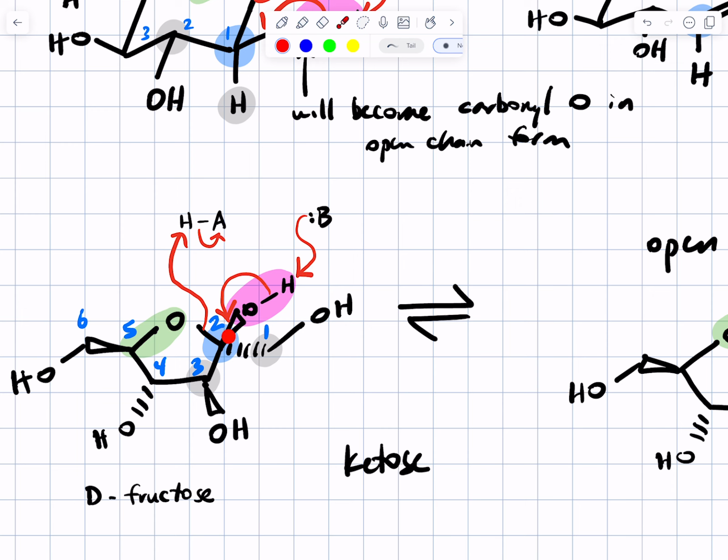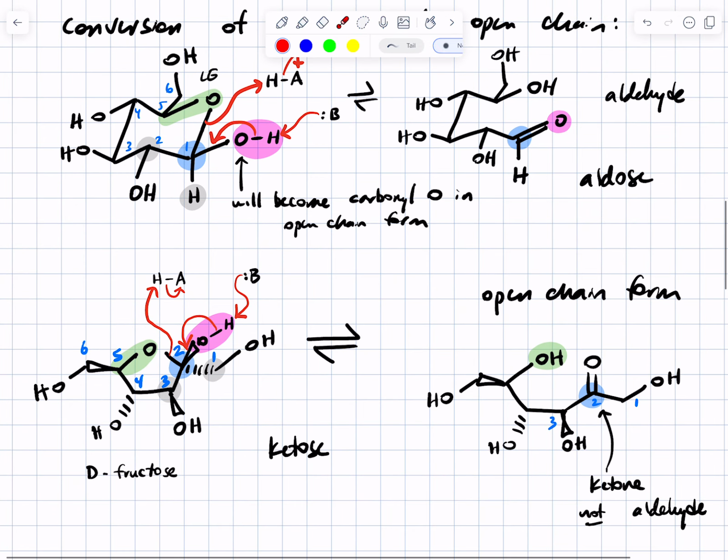Notice that the hemiacetal carbon in an open chain form is either a ketone or an aldehyde. And you can tell whether it's going to be a ketone or aldehyde even without drawing the open chain form, by looking at what these gray things are, the non-oxygen things attached to the hemiacetal carbon. If one's a hydrogen and one's a carbon, it's going to be an aldehyde. If they're both carbons, it'll be a ketone.